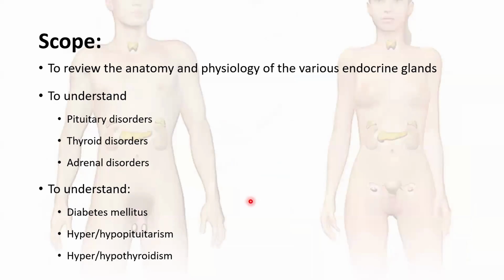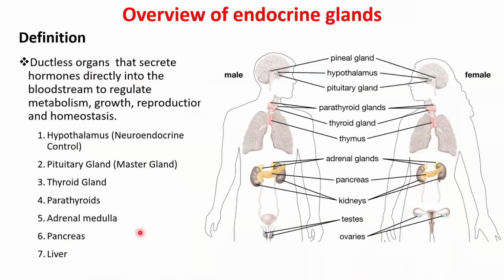What are we going to cover today? We are going to review the anatomy and physiology of the various endocrine glands, understand some pituitary disorders, thyroid disorders, adrenal disorders, and also diabetes mellitus, and also hyperpituitarism and hypopituitarism, and also hyperthyroidism and hypothyroidism. So it's actually going to be a shorter session, about 40 minutes to 1 hour.